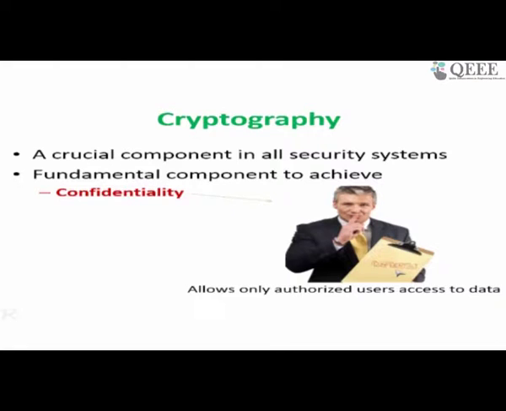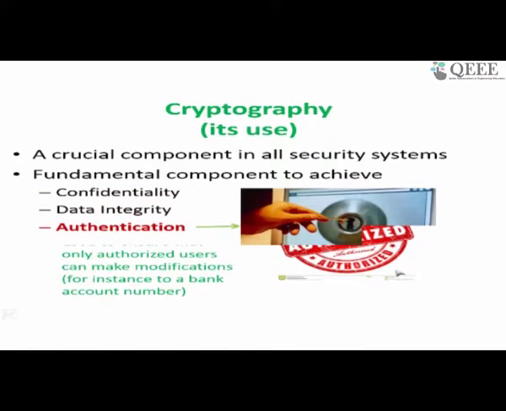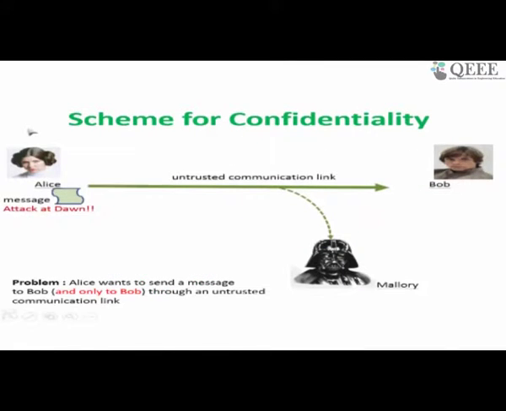So let's look at the generic scheme for confidentiality. Let's say we have these two people, Alice and Bob, and they are separated, maybe at two different places. One is in India, maybe in Chennai, and the other maybe in Delhi.